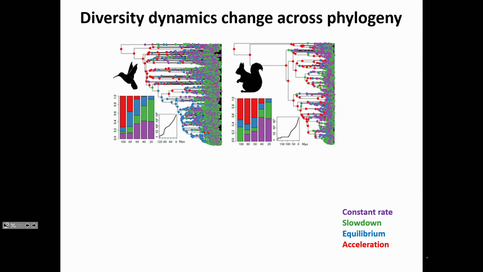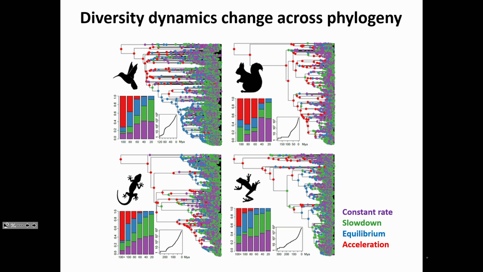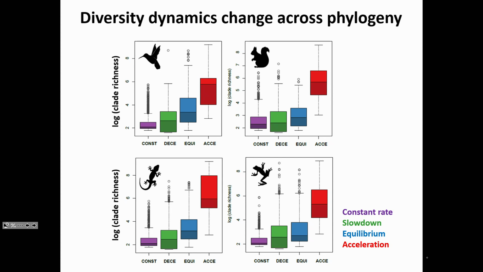When I look at the results for mammals, reptiles, and amphibians, I will find similar results, actually. So for example, in reptiles, we also see that there is acceleration, equilibrium, slowdown, and constant rate diversification. So it seems that there is a change in the dynamics with the phylogenetic scale of the analysis. You see the same results depicted here in a different way. So that's the size of the clade, acceleration, equilibrium, slowdown, constant rate diversification. So small clades show constant rate diversification, large clades, acceleration, and so forth.